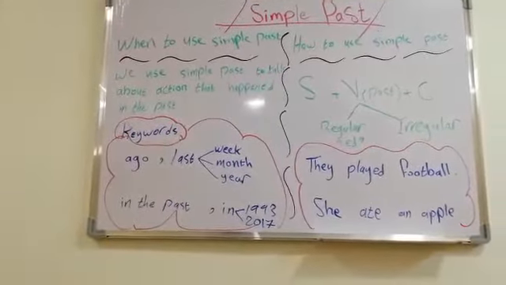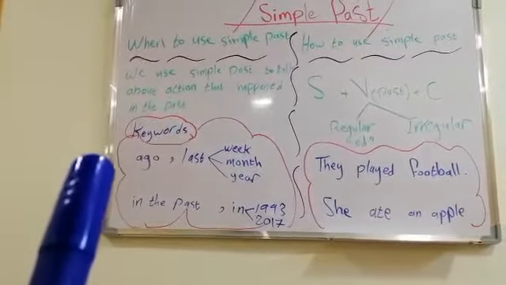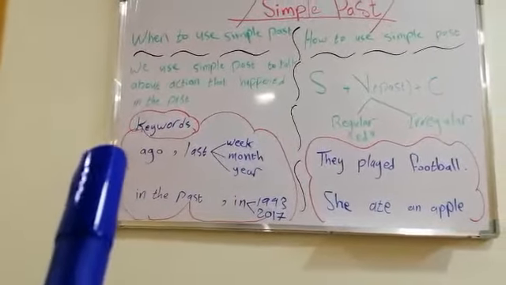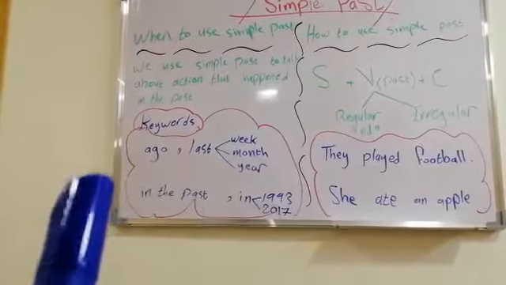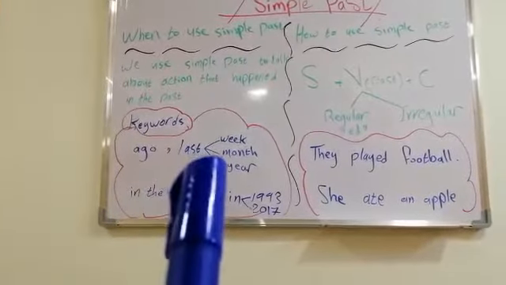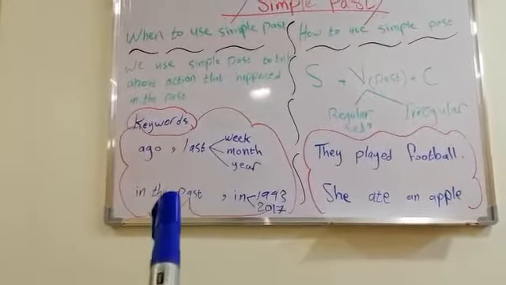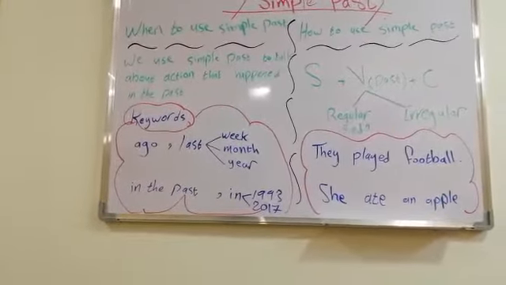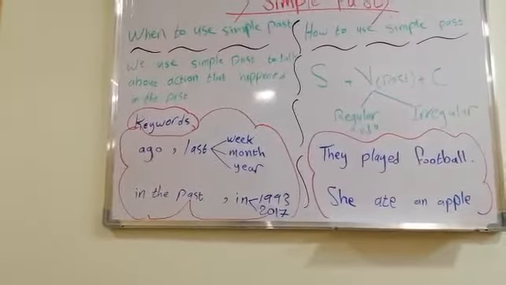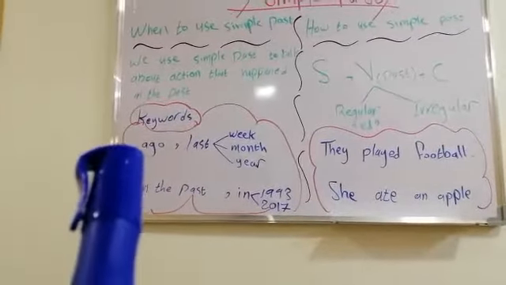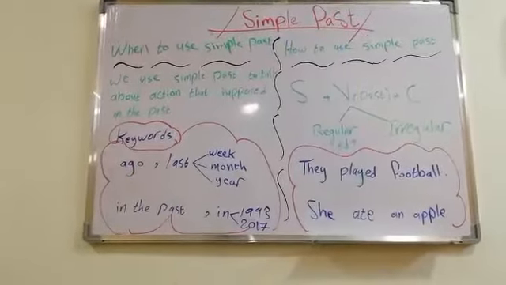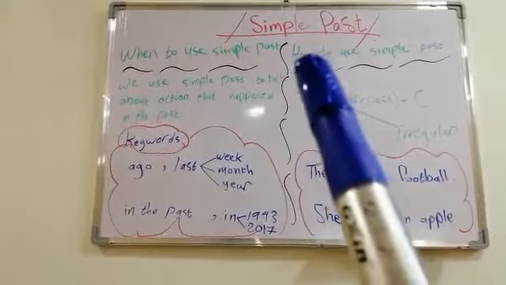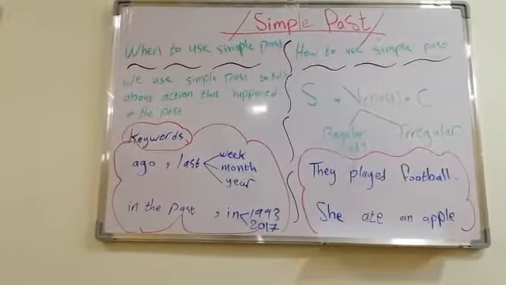Here we have keywords that tell us when to use simple past. For example, if you see in the sentence the word ago, last week, last month, last year, in the past, in 1993 or 1917. So, when you see these words, you have to use simple past. Those keywords tell us that you have to use simple past, right?